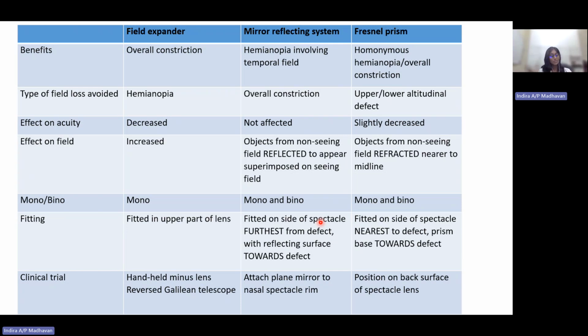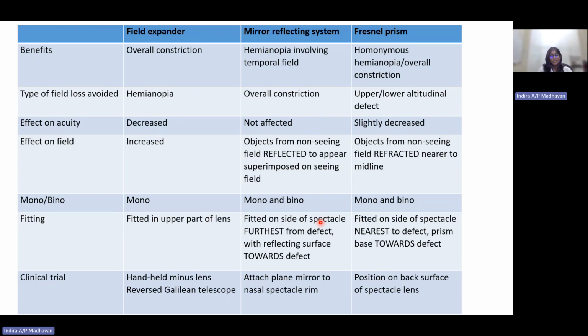So whenever they feel like they should know what's happening at the temporal side, or if there's something coming from the side, they can just look through the mirror rather than turn their head to the fullest to get the information from the side. So that is the way a mirror reflecting system works in managing patients with peripheral visual field defect, especially those having hemianopia involving the temporal field. So this management is not benefiting patients with tunnel vision.